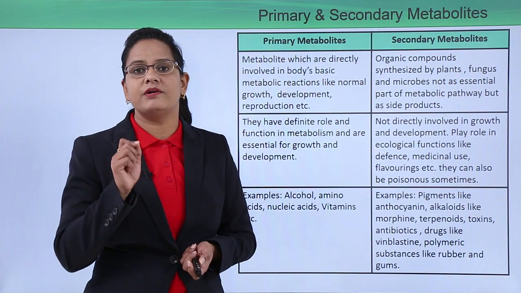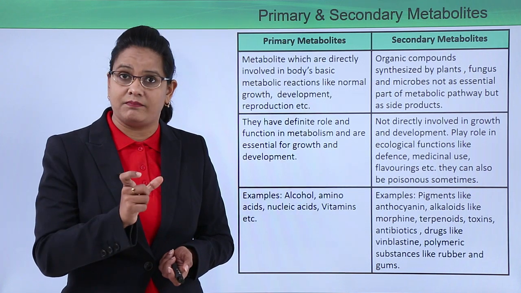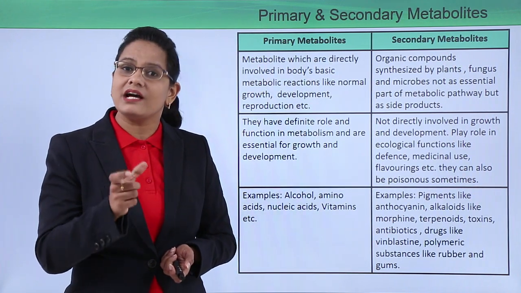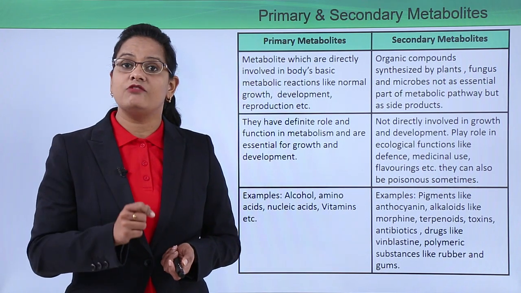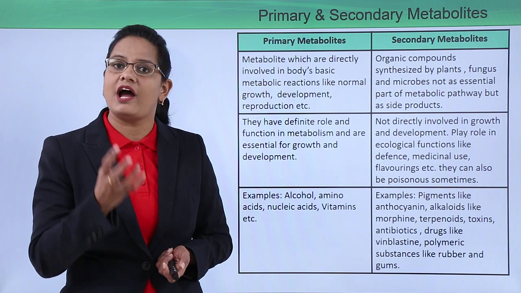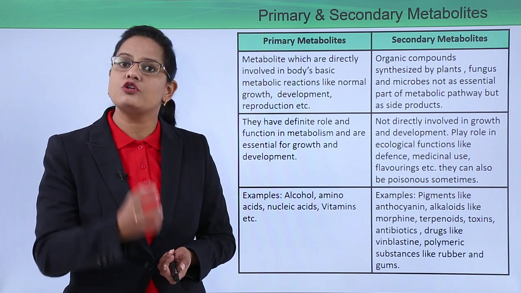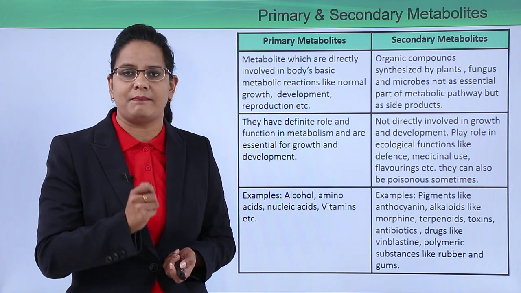First, primary metabolites. Primary, as the word suggests, means they are prime. They are important and they are the first ones to be synthesized. They are directly involved in the body's metabolism and the body's functions. They are either the intermediates or the products. They are part of any metabolic pathway that is happening in the body.